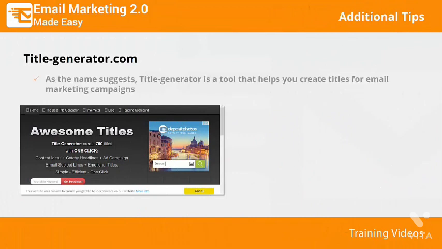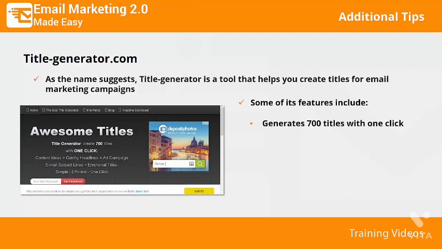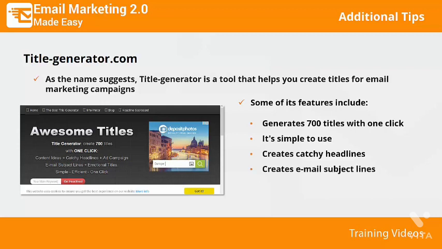TitleGenerator.com. As the name suggests, Title Generator is a tool that helps you create titles for email marketing campaigns. Some of its features include generates 700 titles with one click. It's simple to use, creates catchy headlines, and creates email subject lines. This tool is free.